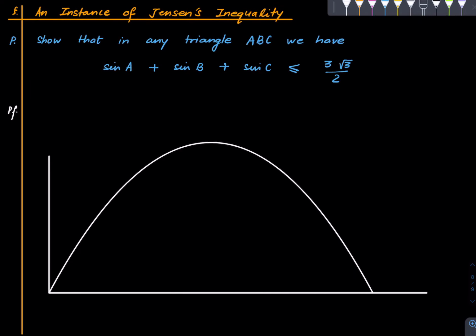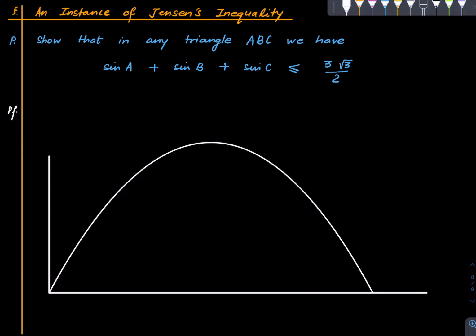Finally, let us see an application to trigonometry. So we want to say that in any triangle ABC, sine of A plus sine of B plus sine of C is at most this quantity. And you can achieve this when you take the equilateral triangle. So this inequality is tight. Okay, so how do we do this?